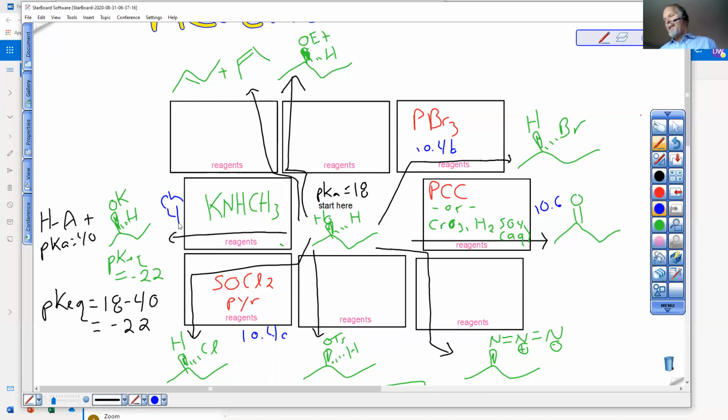And once you've made that, you now have a nucleophile. I'll use the other one that's simpler. You don't have to have a methyl on there. Good strong base. Takes the H off. And now you have an O minus.